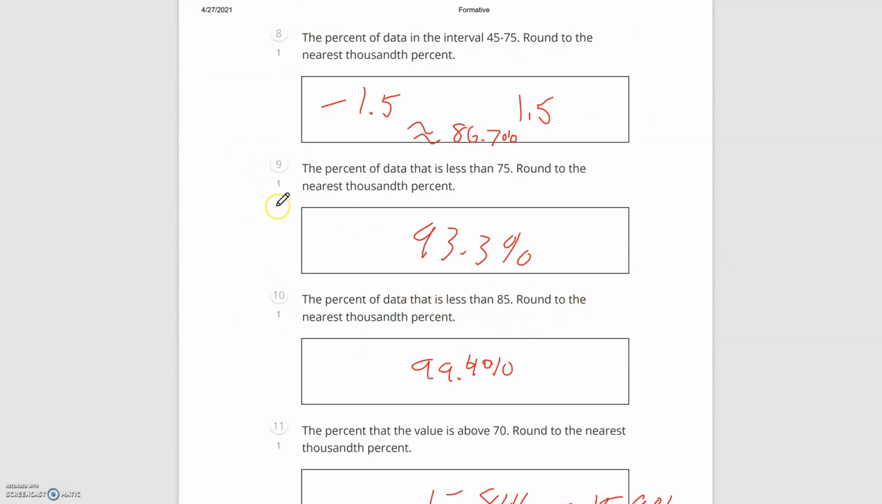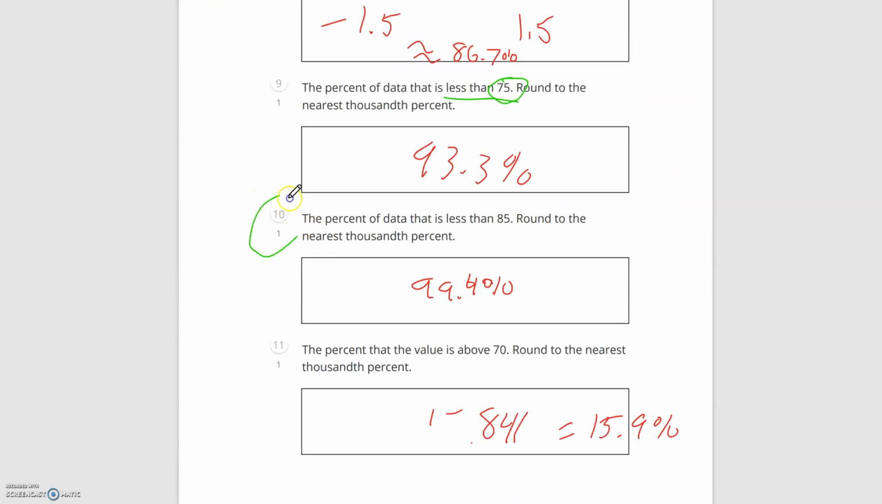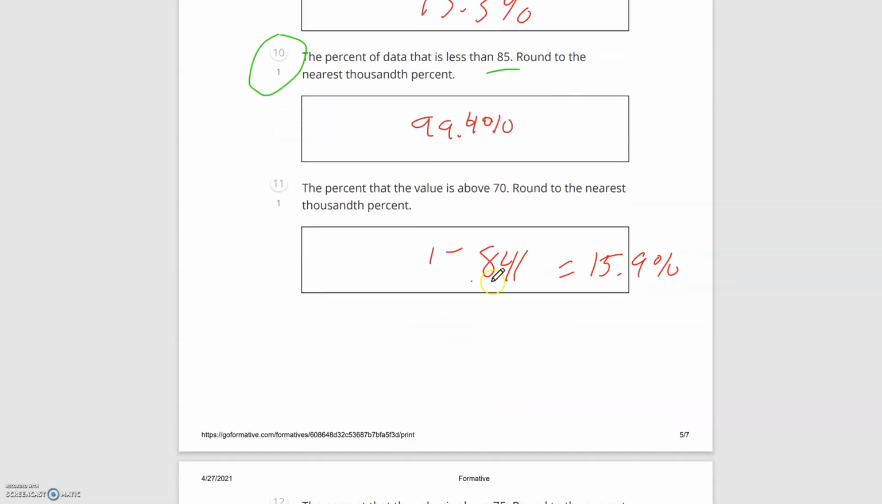Number 9 is a little different in that it's saying less than 75%. So for that one, you're just finding the z-score for 75, finding what percentage is to the left. So that's pretty easy. Same thing with number 10. Find the z-score for 85. It comes out really high, by the way, because it's really far away from the mean, and so on.